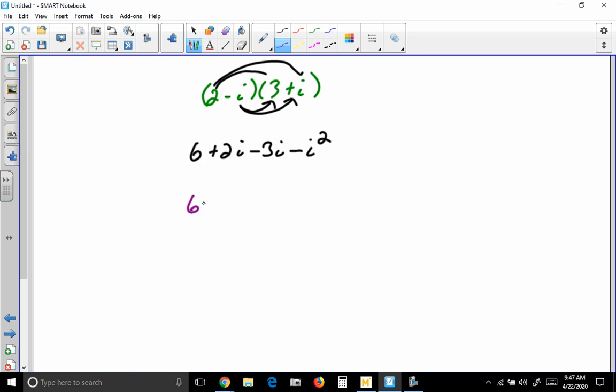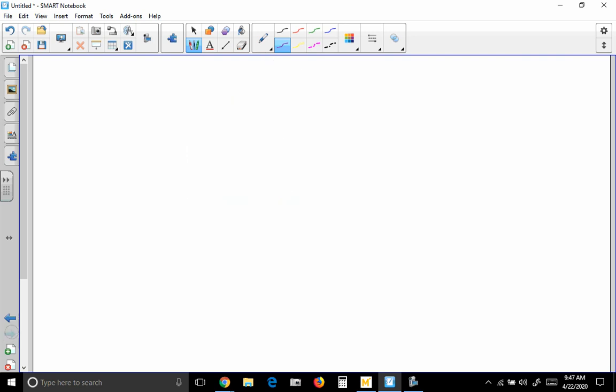So we have a 6. 2i minus 3i are like terms. 2 minus 3 is negative 1i. Minus i squared, which we have a minus here from where we distributed, and then i squared itself is negative. Minus a negative makes a positive. So if we combine what's alike, we have a 6 plus 1 that are both real numbers, and then we have minus 1i, or just minus i. Let's do one more of these.